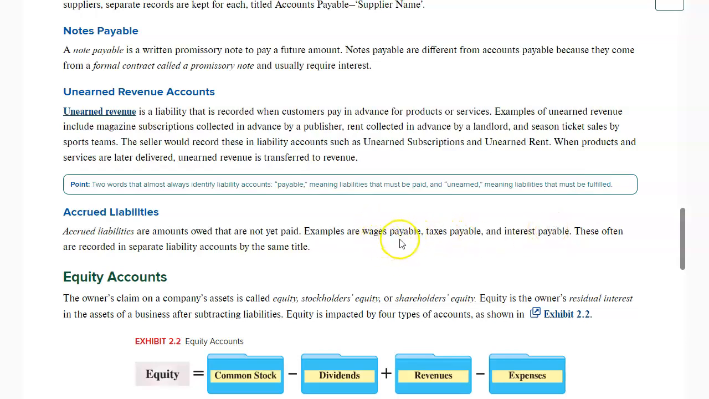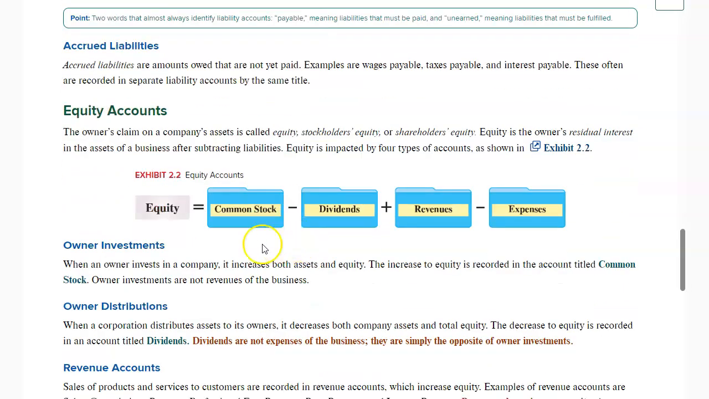The year end may fall on a day when I don't do payroll, so I don't have the payroll records there to show the wages I owe. But what I do is figure out what wages I owe and record them as a payable, as accrued wages, and then as an expense. Taxes the same way. Equity accounts: common stock and dividends, revenues and expenses.